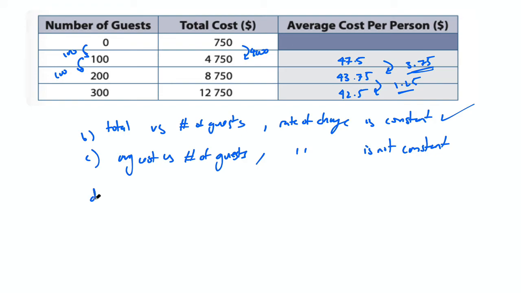So then for D, are the relations in part B and C linear or nonlinear? Well, because the rate of change is constant for B, B is linear, okay? But for C, the rate of change is not constant, okay? Because it is not constant, we can say that this is not a linear relationship, okay?